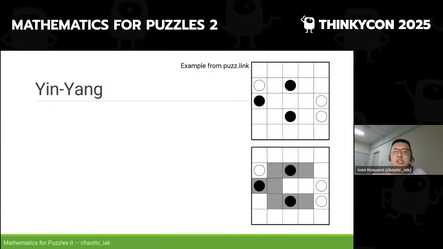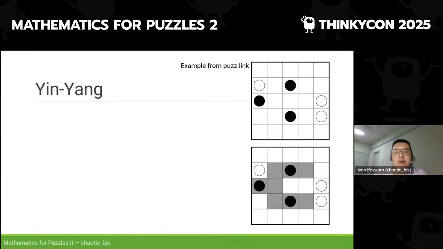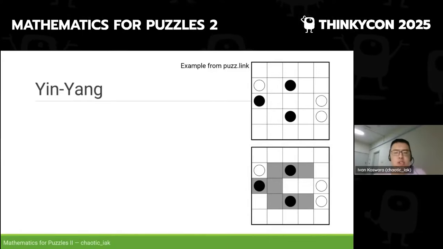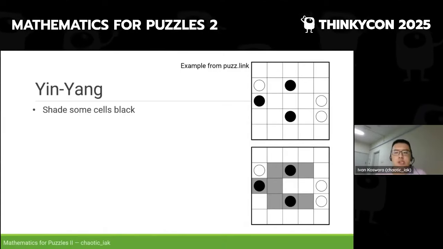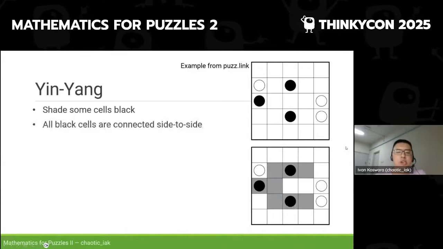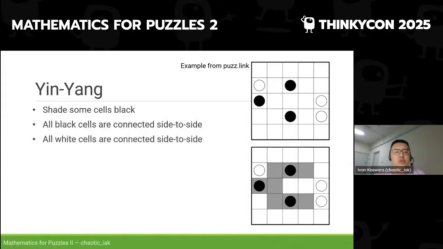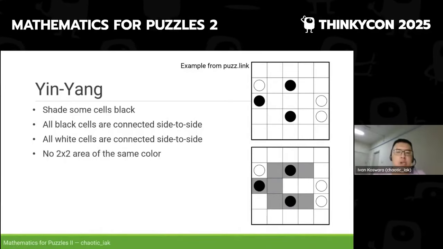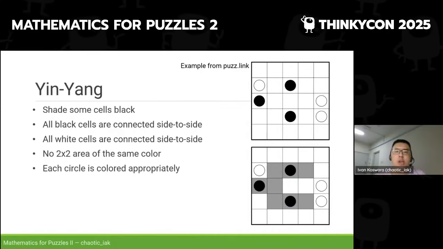Our first puzzle is a puzzle genre called Yin-Yang. Here the puzzle is on top and the solution is on the bottom. The goal is to shade some cells black, like this one. Here some of the cells are black. The black cells are connected side to side, and the white cells are also connected side to side. It might not be very obvious from here, but there is also another rule. There is no 2x2 area that is of the same color. And you might see some circles here. They just say black circles are black, the white circles are white.